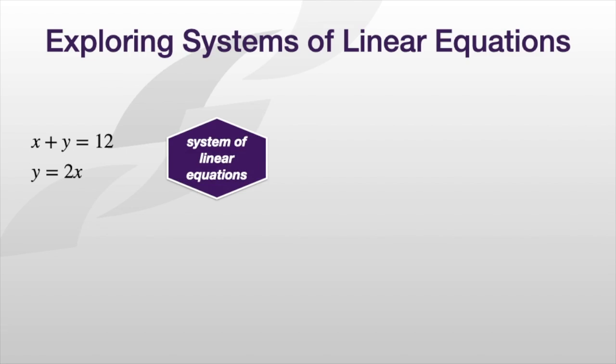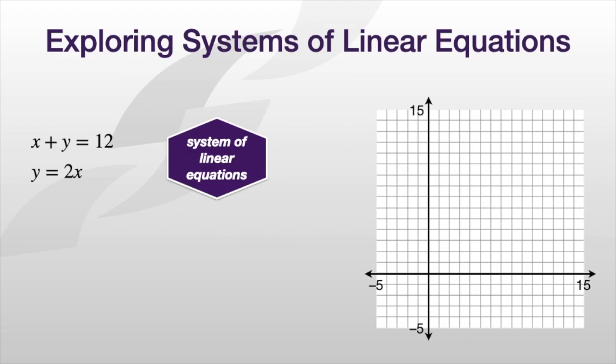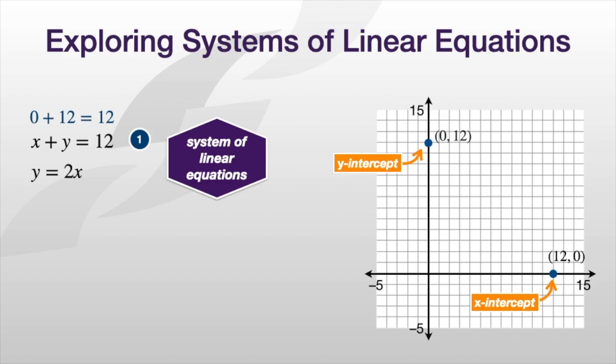Next, we'll analyze the system graphically. We can graph the first equation by determining the horizontal and vertical intercepts. If y is 0, then x is 12. The x-intercept is the point (12, 0). And if x is 0, then y is 12. So the y-intercept is (0, 12). Drawing a line through these 2 points shows all of the points that satisfy the first equation.